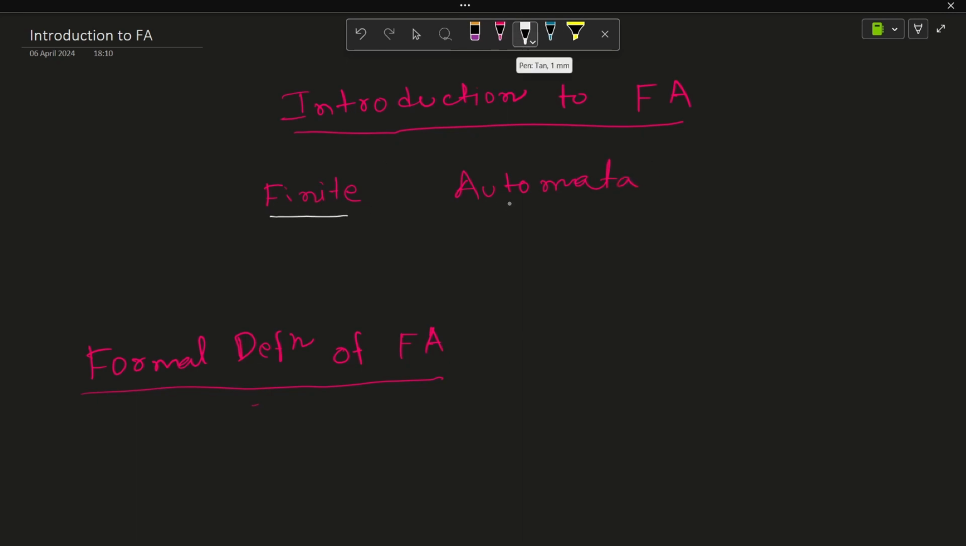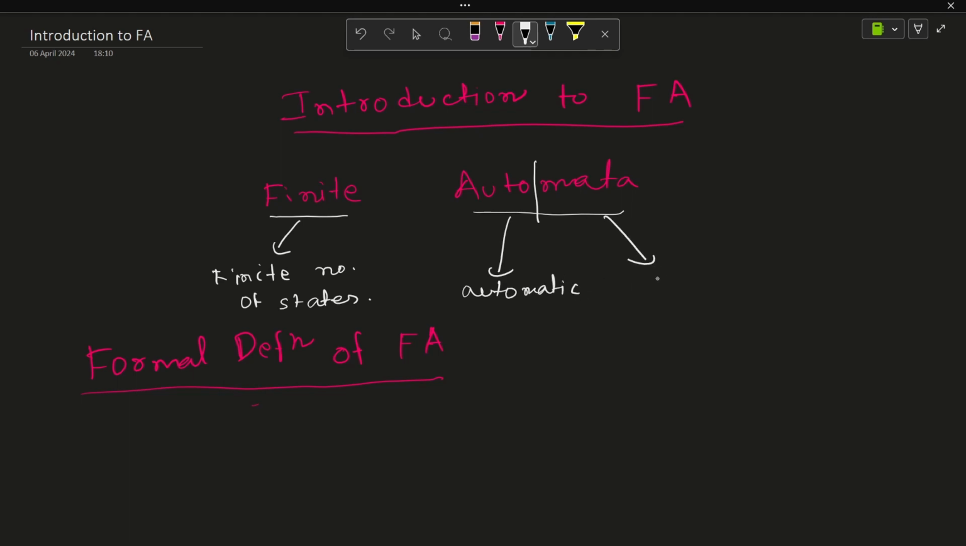Finite automata is broken down into two words, finite and automata. Finite can be said as a finite number of states, and automata can be broken down into two words. Auto means automatic and mata means machine.